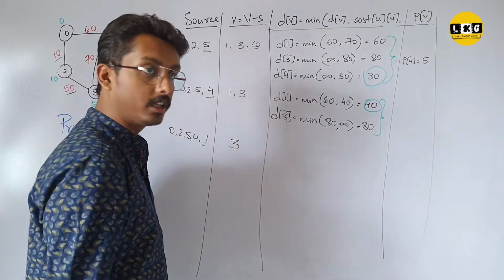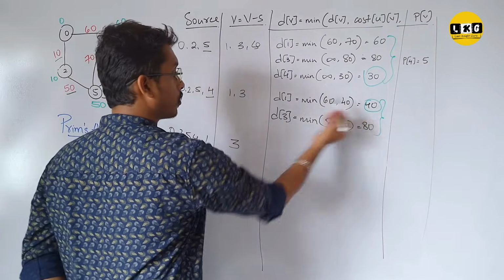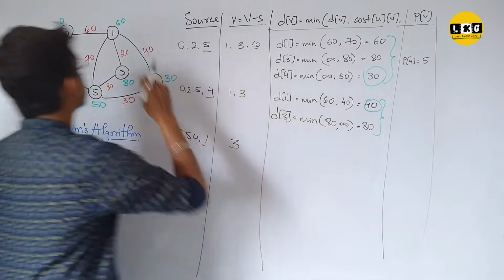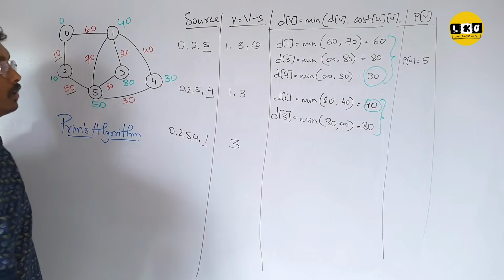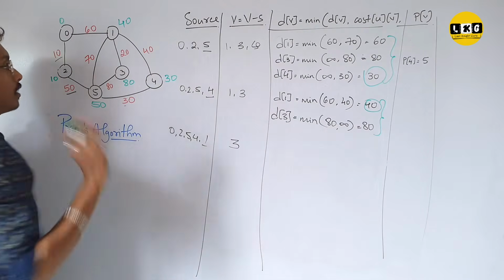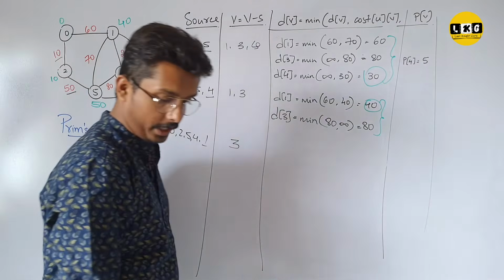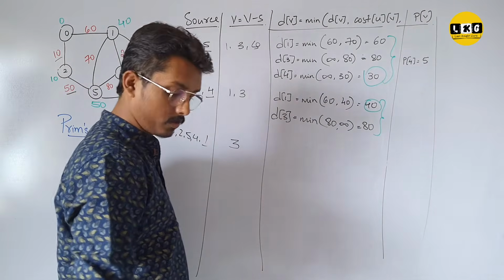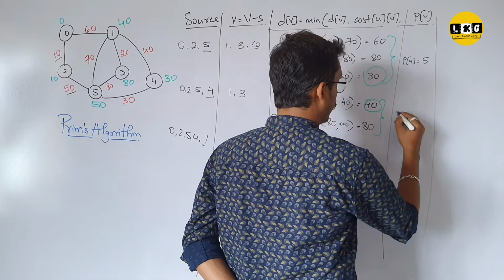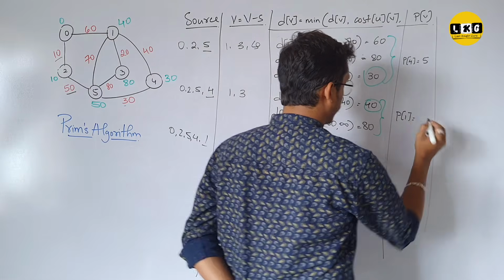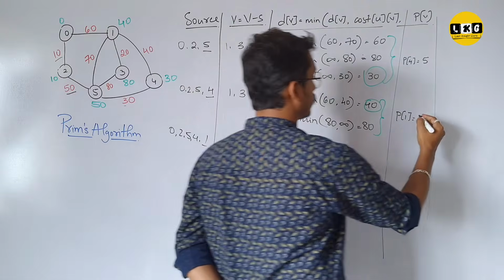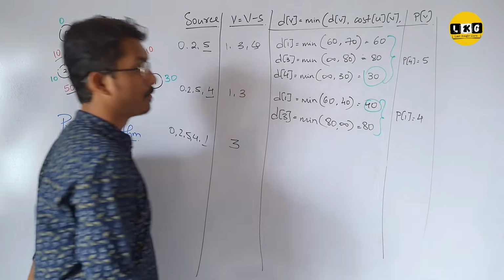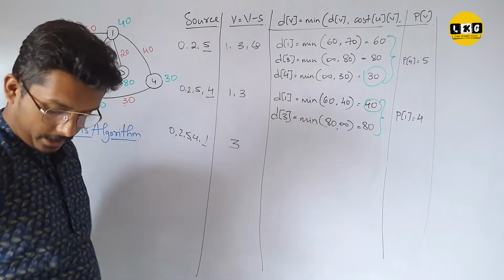Now I need to update the cost in graph also. So node number 1, what is the cost? 40. Node number 1, the cost is 40 now. Node number 3, the cost is 80. The cost is 80 only. Do not change that. Alright? Okay. Now, next we need to write parent of which node? Parent of node number 1. Right? Which is the parent of node number 1? It is 4. Parent of node number 1 is 4. Right? Okay.